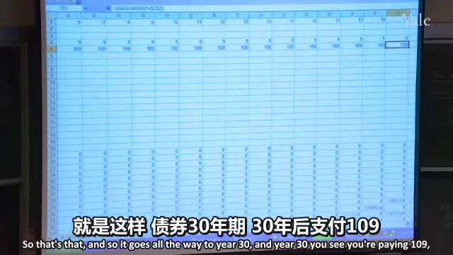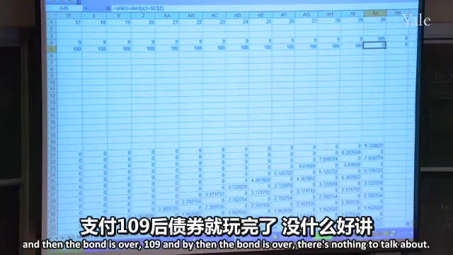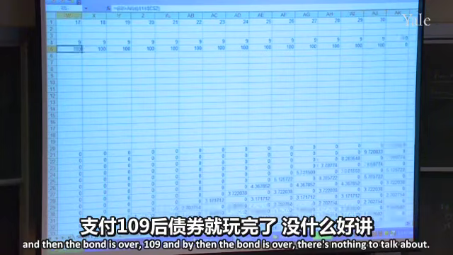And so it goes all the way to year 30, and in year 30 you see you're paying 109. And then the bond is over, there's nothing more to talk about.